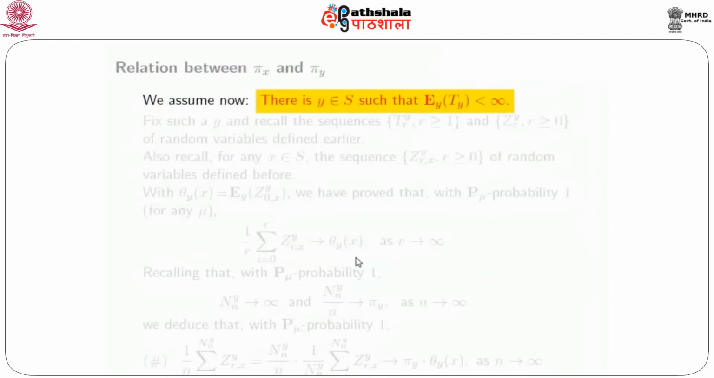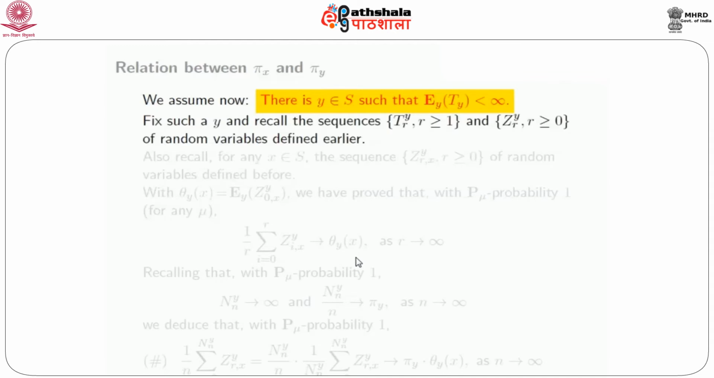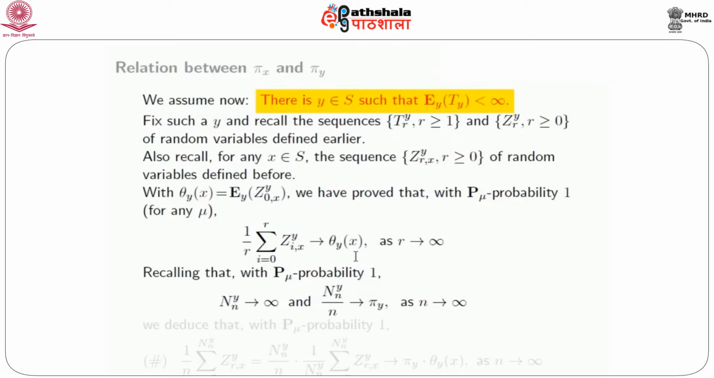So now let's try to proceed towards what we just claimed. Assume that there is some y in S such that Ey[Ty] is finite. In other words, in terms of the definition, there is at least one positive recurrent state y. Now fix such a y and recall those sequences Ty and Zry that we have already considered before. Also recall that for any x, we have the sequence Zrxy of random variables which we have defined before. Now, suppose we define θyx, as we have defined before, as the Ey expectation of Z0xy. What we have proved is this. We have just proved it.